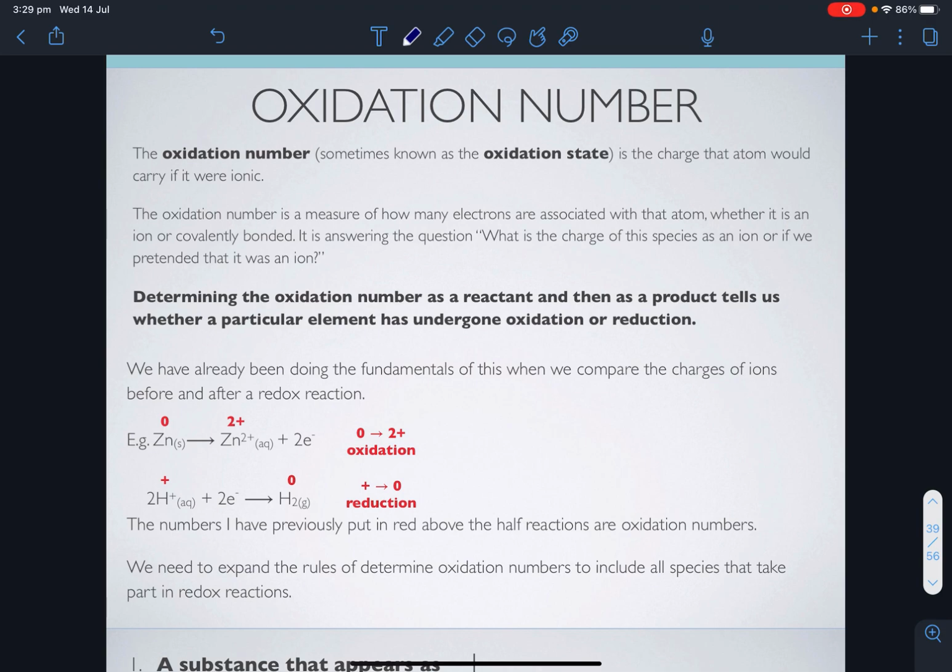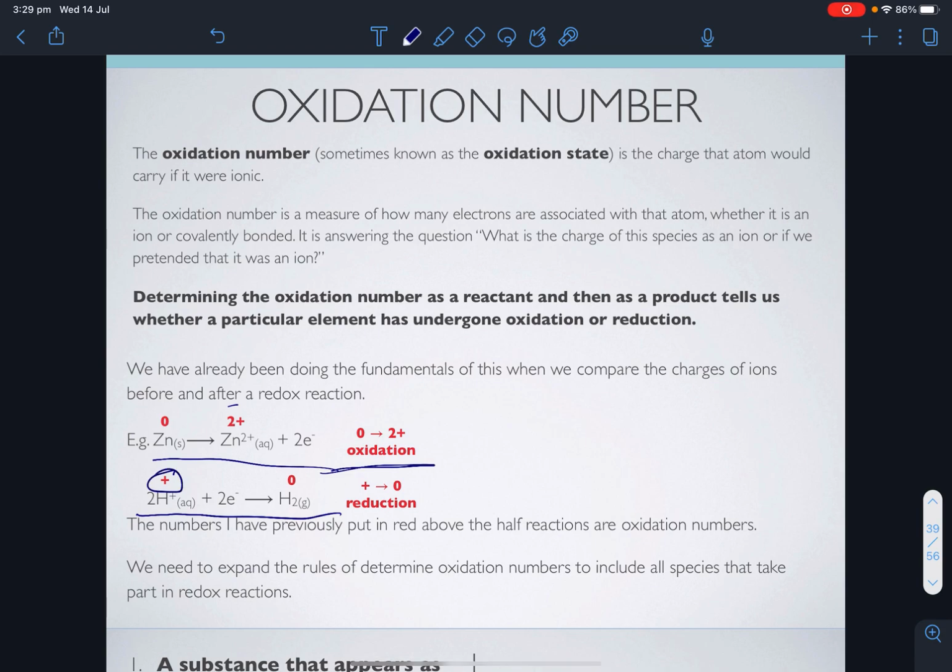So determining the oxidation number as a reactant and then as a product tells us whether a particular element has undergone oxidation or reduction. It's quite powerful. We've kind of used it earlier. So here I've got the example of zinc and our acid, H plus going to hydrogen. Our zinc started off with a 0 charge and went to a 2 plus charge, so it increased our oxidation number. We're going to start to talk about that. Our oxidation number went up, so it was an oxidation.